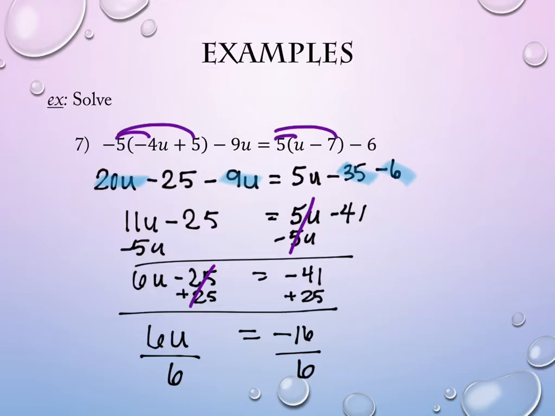16 does not evenly divide by 6, but they do have something in common that can be reduced. What will they both divide by? Yeah, we can divide them both by 2. So I get negative 8 over 3. And this is an example of one where I can't change it into decimal notation because I'll get a repeating decimal. So we'll leave it in fractional notation.